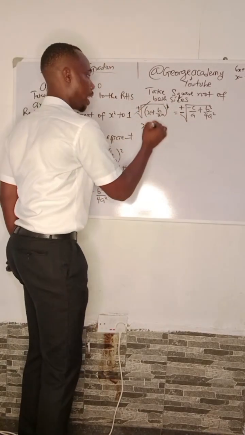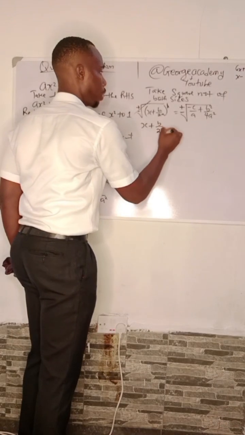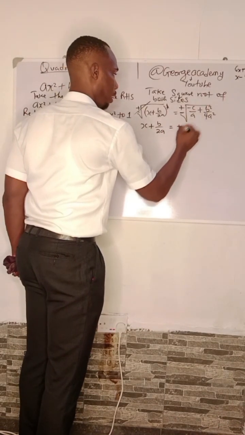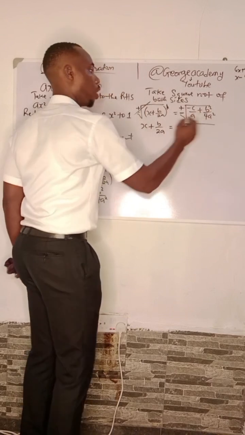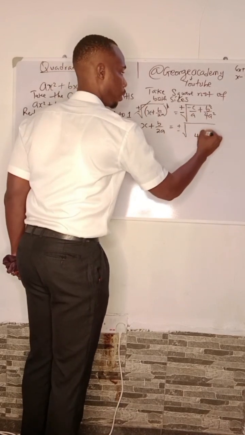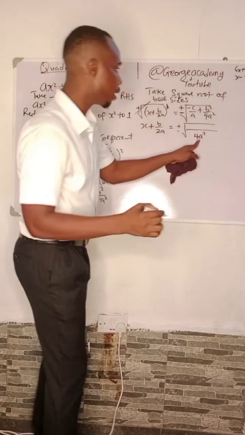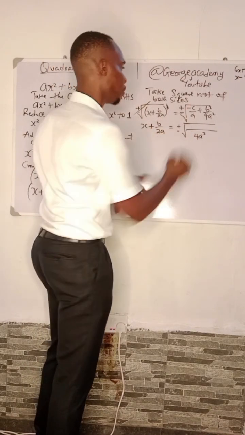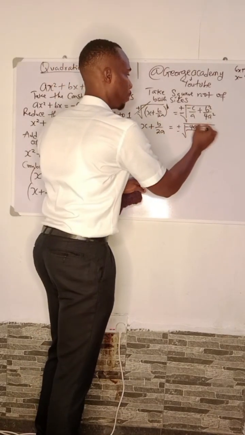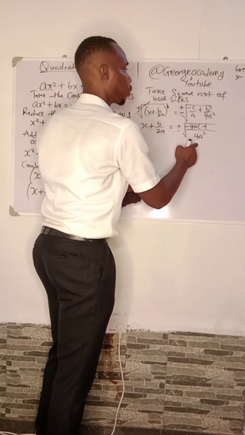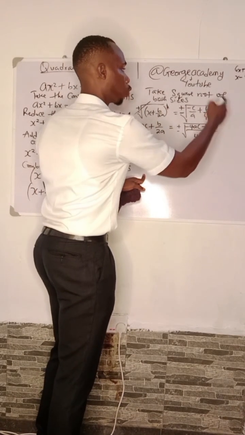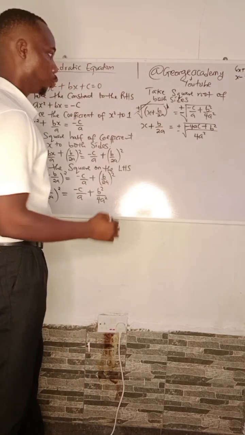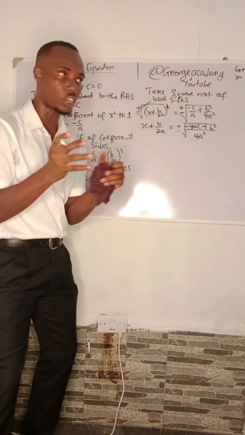You now have x plus b over 2a is equal to plus or minus the square root of... What is the LCM here? 4a squared. So 4a squared divided by a gives us 4a. 4a times this gives us minus 4ac. Plus 4a squared divided by 4a squared gives us 1. 1 times this gives us b squared. You can see that the equation is already coming out.